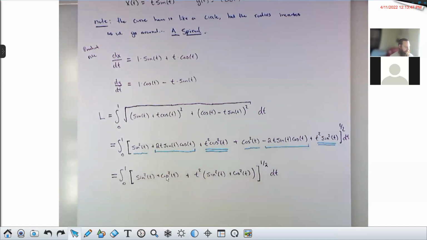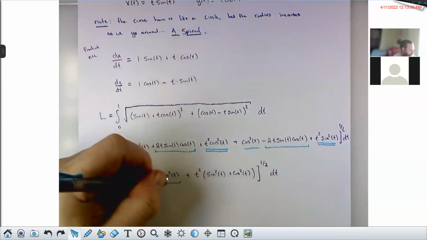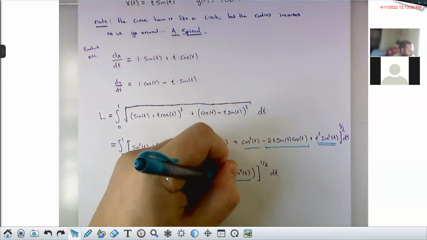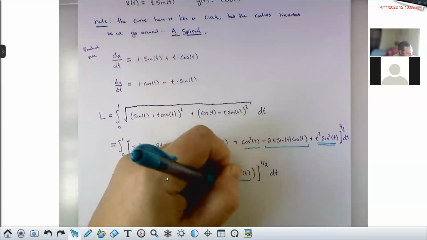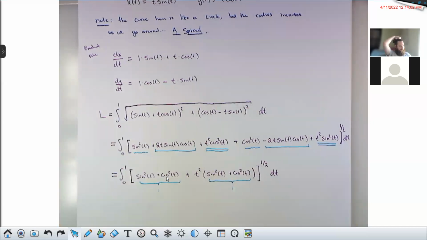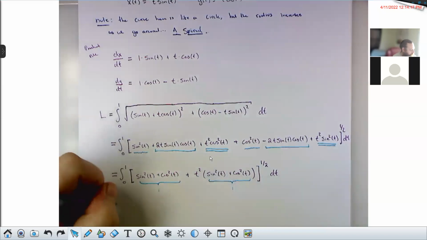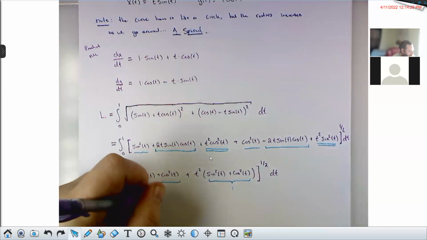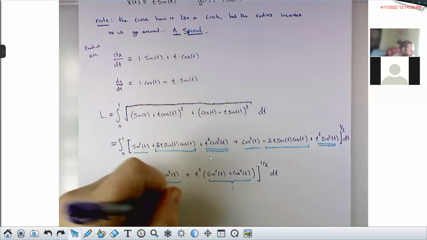But there's more good news here. Sine squared plus cos squared. Sine squared plus cos squared. Each instance of that is 1. So this is really 1 plus t squared times 1, all to the 1/2 power. In other words, this is the integral from 0 to 1 of the square root of 1 plus t squared dt.